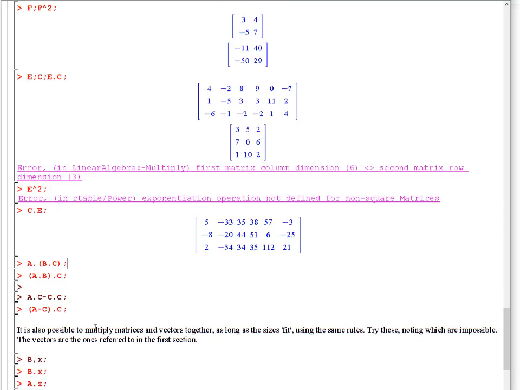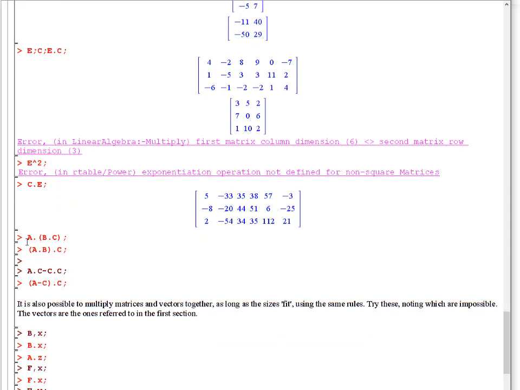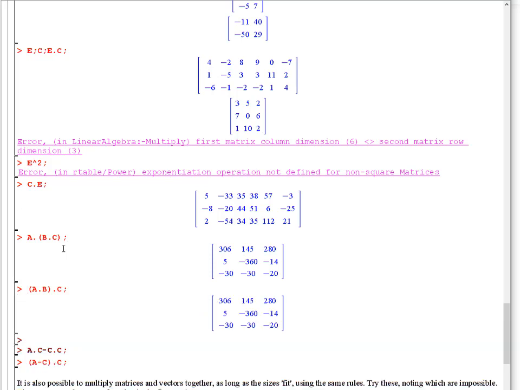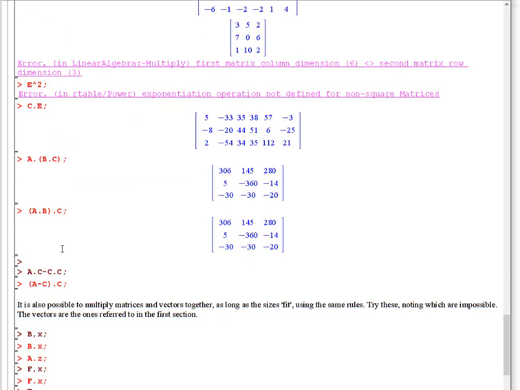Okay, here's some better news. If I calculate A times B times C, this means calculate B times C first and then multiply by A. This means calculate A times B first and then multiply by C. This is more reassuring because you do get the same answer. In other words, it's what's called associative. So you can change the order of calculation in this way, but you can't change the order in terms of changing the order in which they're multiplied.